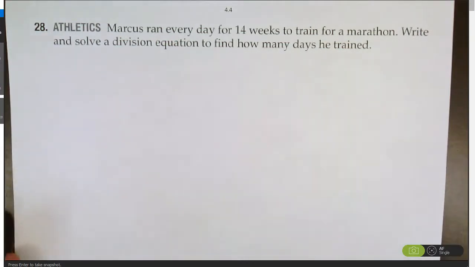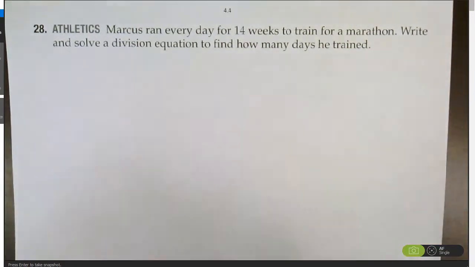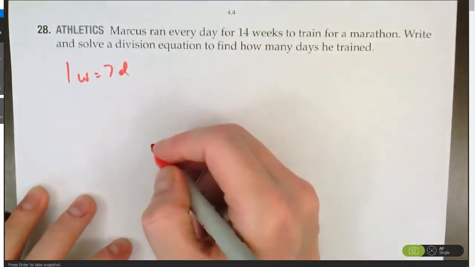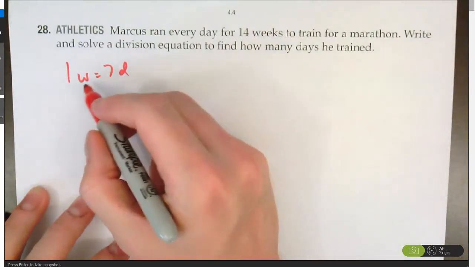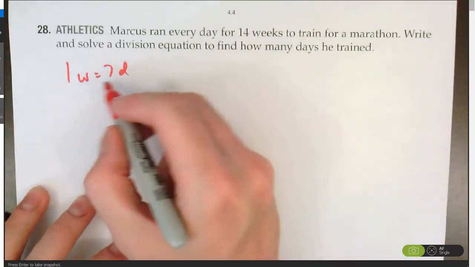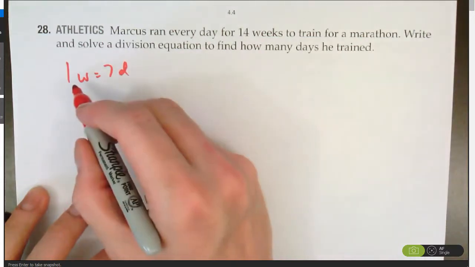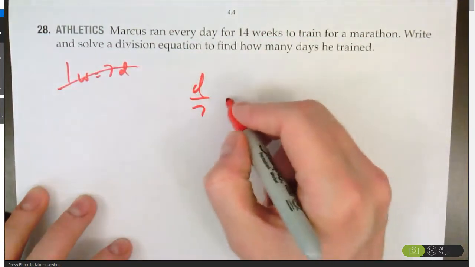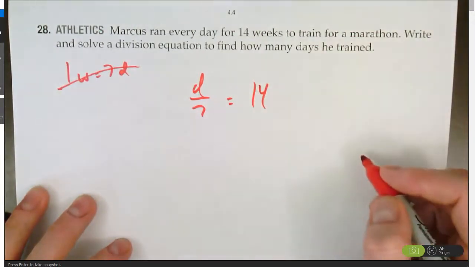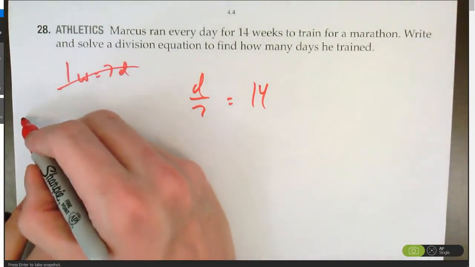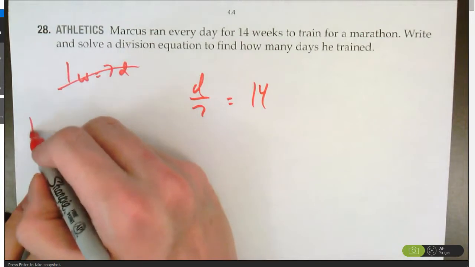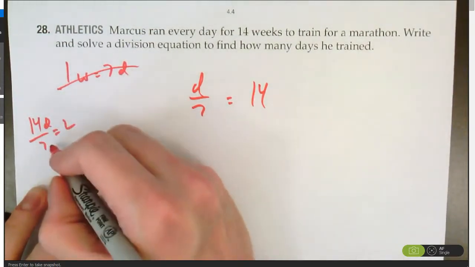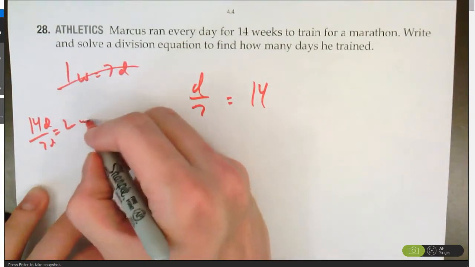Okay, so here's the deal. We know that 1 week is 7 days. So if I want to figure out how many weeks, I have to divide days by 7. So I know it's days divided by 7 gives me 14 for weeks. For instance, if I had 2 weeks, that'd be 14 days divided by 7 is 2. So 14 days divided by 7 days gives us 2 weeks.